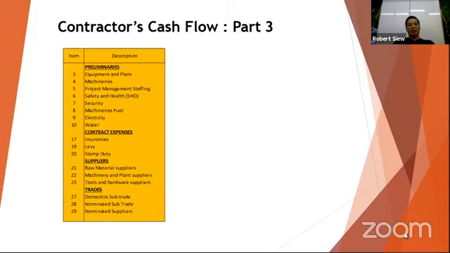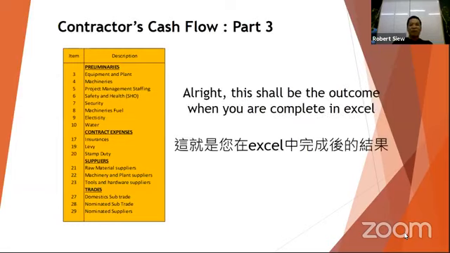So you will have this for preliminaries, you have contract expenses, you have suppliers, you have trades. All this is just a sample for you, right? How to combine it together in the Excel sheet. Then when all the outcomes are complete, this will be the outcome to put into the Excel.